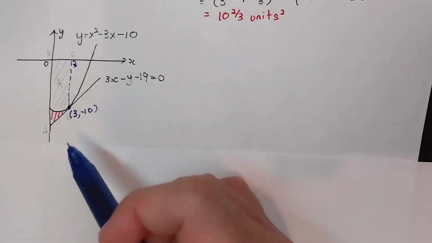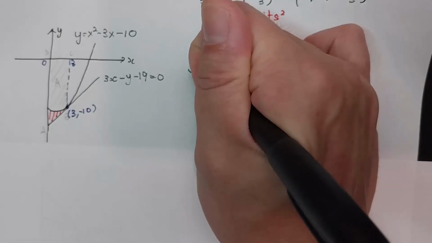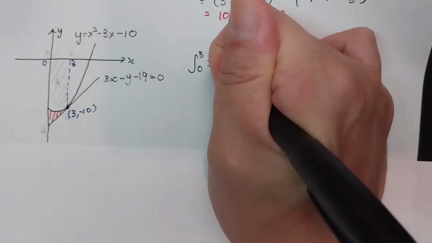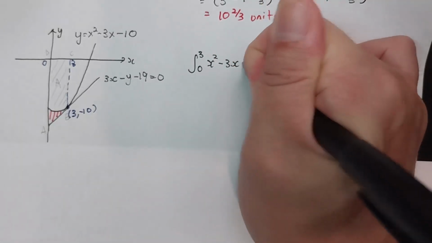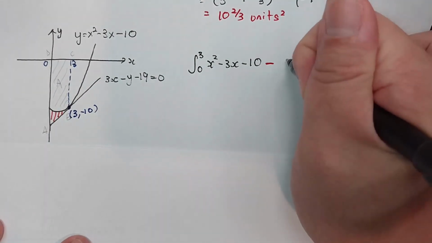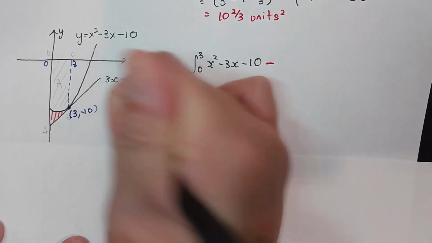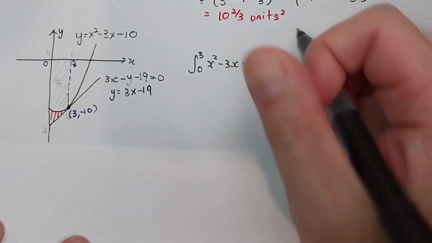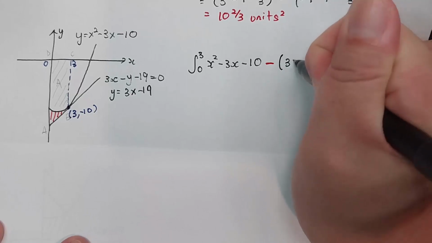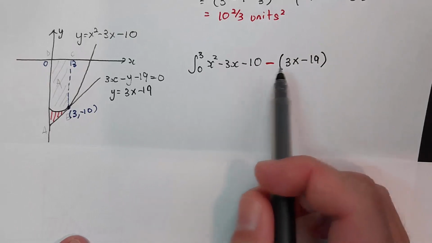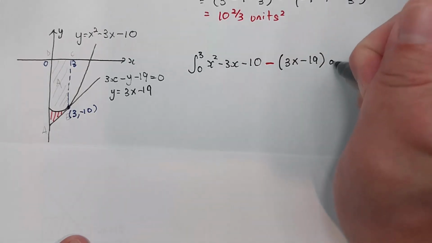Therefore, we can simply use the definite integral from 0 to 3 of the top curve, which is x squared minus 3x minus 10, to subtract the bottom curve, which is the straight line. If we make y the subject, it will be y equals 3x minus 19. So we will minus the bottom curve. Remember to put the bracket, 3x minus 19. So we use the equation of the top curve to subtract the equation of the bottom curve.